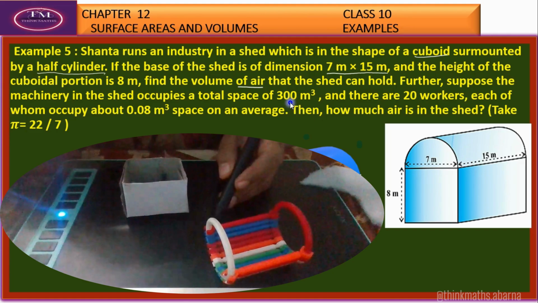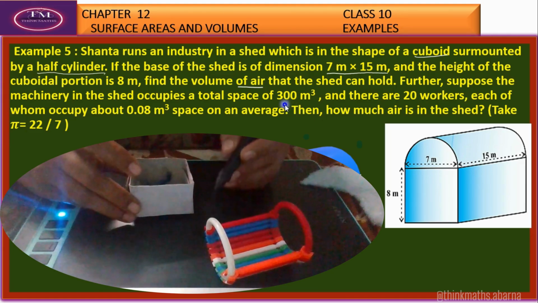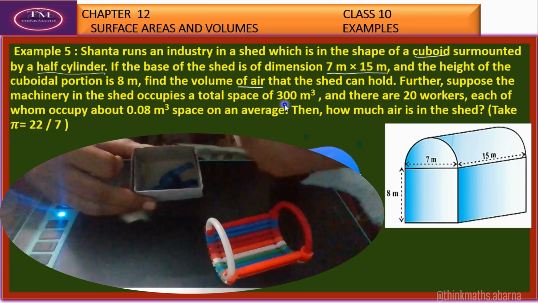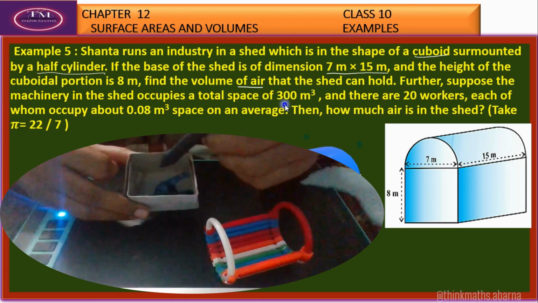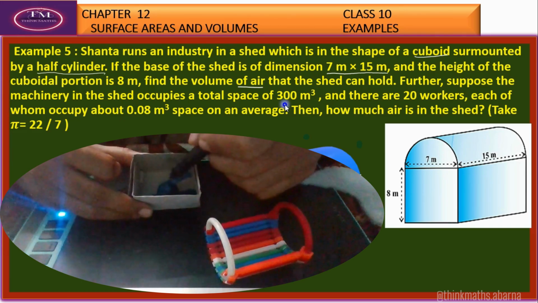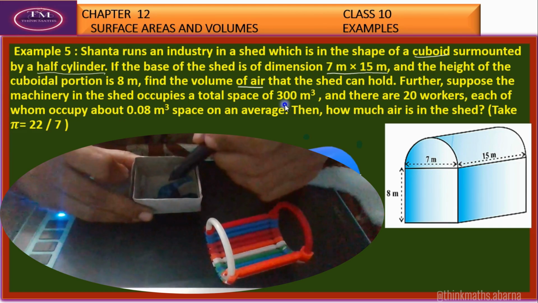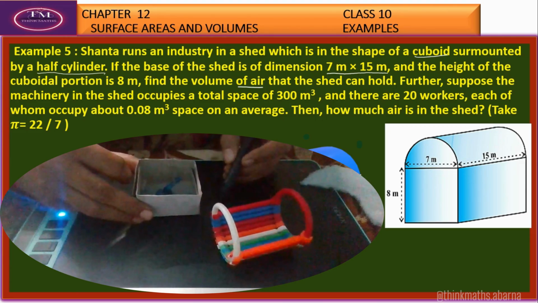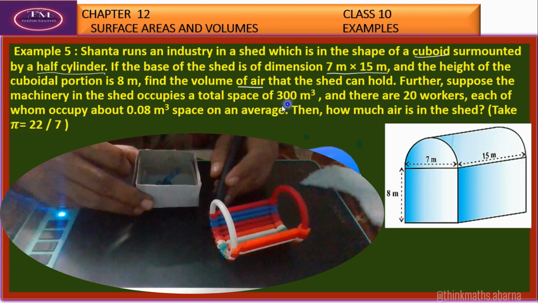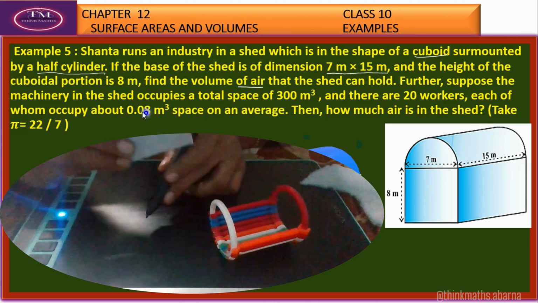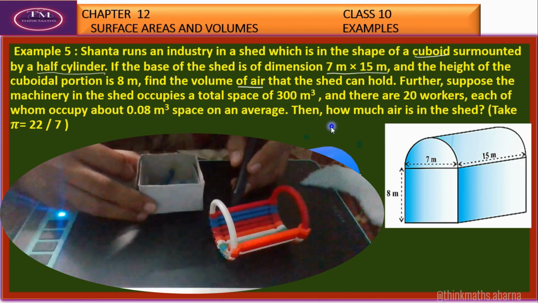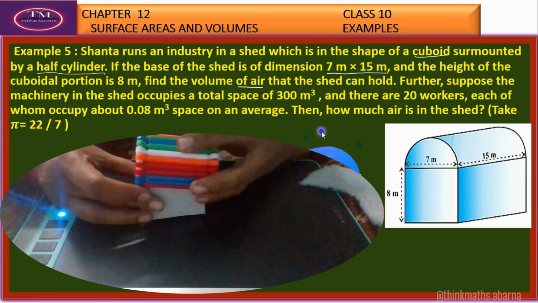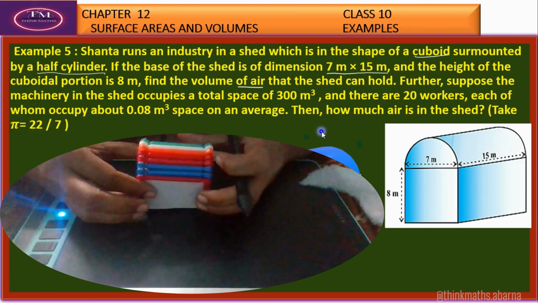So this value will give the space occupied by the workers and the machinery in the shed. So we have already found the volume of air present in this shed. From that volume of air present in the shed, we have to subtract the volume of the space occupied by this machine and the workers, which will give the remaining air. Okay, children, I hope you can understand the concept. So we can move on to the calculation part.